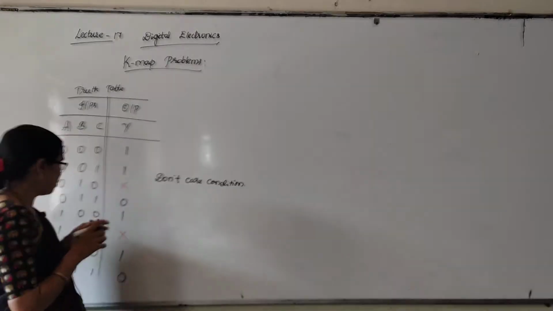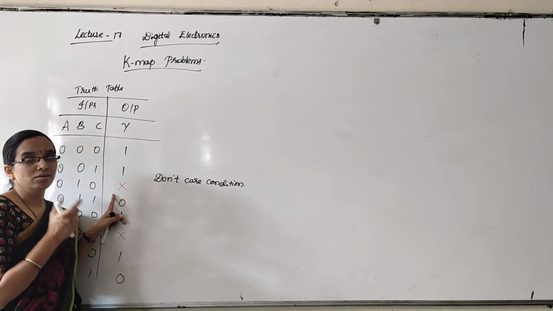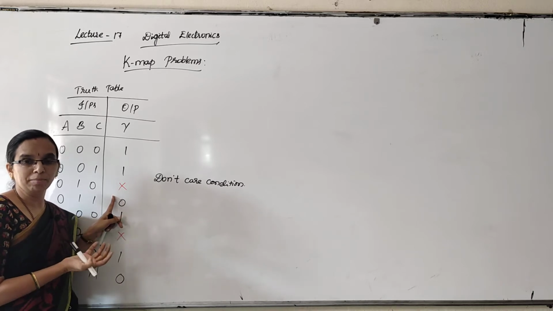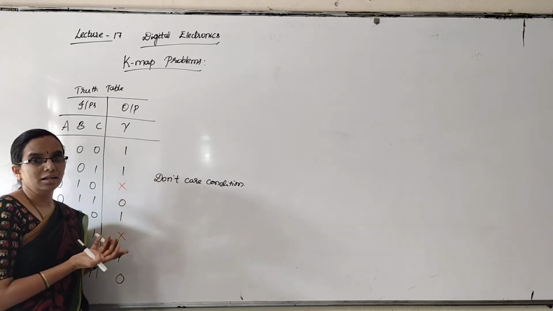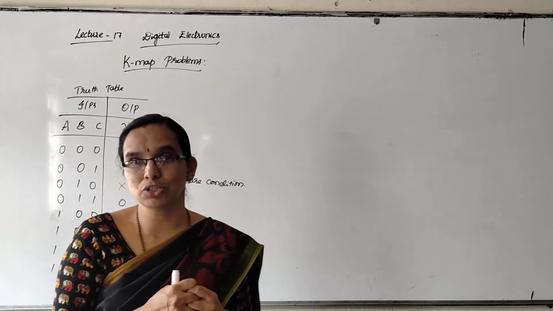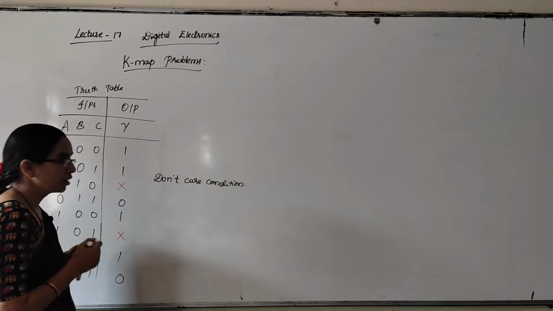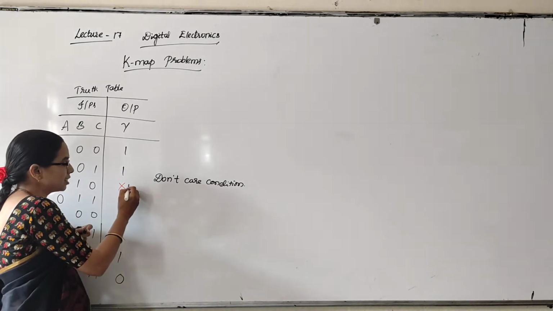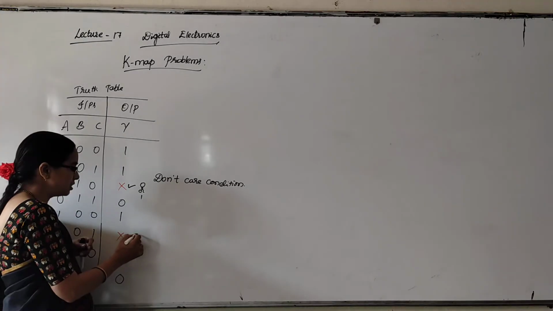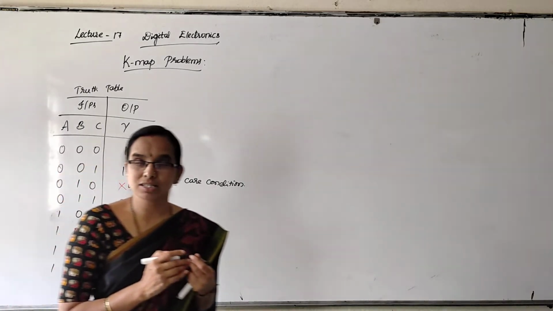That means for some input combinations output does not occur, or for some input combinations whatever the output is, that does not matter, that is not a thing which can be considered for a logic circuit's performance. That is marked with x. It is okay to take this as either 0 or 1. You can consider this as 0 or 1. That will not affect the performance of the circuit.